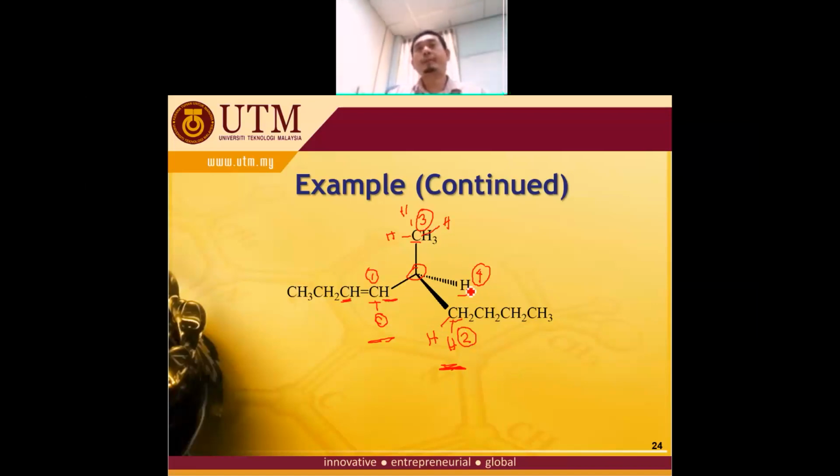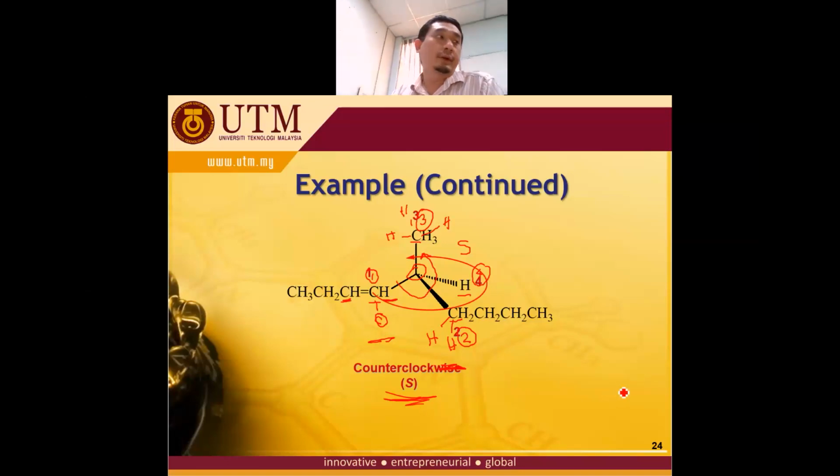Okay, H is already at the back, so no need to rotate. We just assign 1, 2, 3. So will it be clockwise or anti-clockwise? Should be counterclockwise, right? Yeah, counterclockwise. So it's an S. Okay, it will be S. Easy, right?